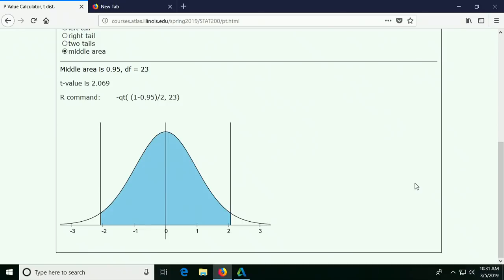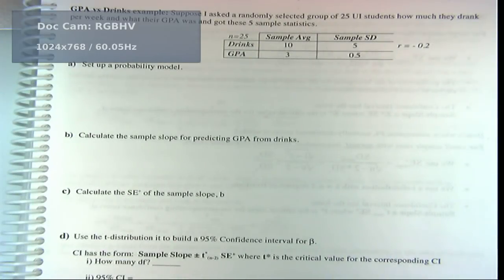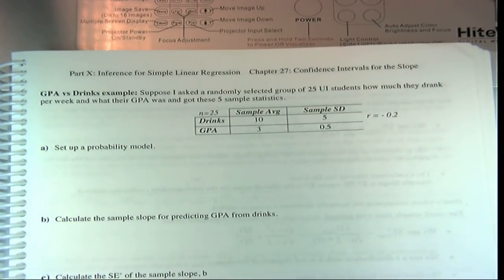And now we're going to do an example using t. So let's do it. Go back to the document camera. And here's an example. So people, let's look at this correlation. Let's say you wanted to see how GPA is affected by drinks. Most of us think that it stands to reason, you drink a lot, you're going to lower your GPA.